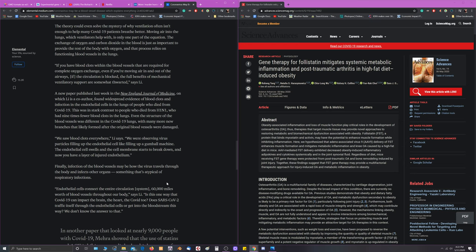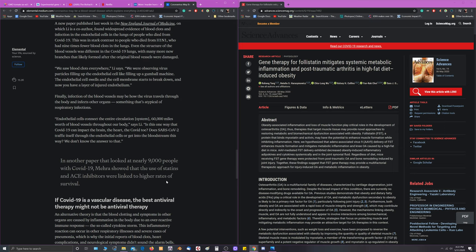We were observing virus particles filling up the endothelial cell like filling up a gumball. The endothelial cell swells and the cell membrane starts to break down, and now you have a layer of injured endothelium. Finally, infection of the blood vessels may be how the virus travels through the body and infects other organs, something that's atypical of respiratory infections.